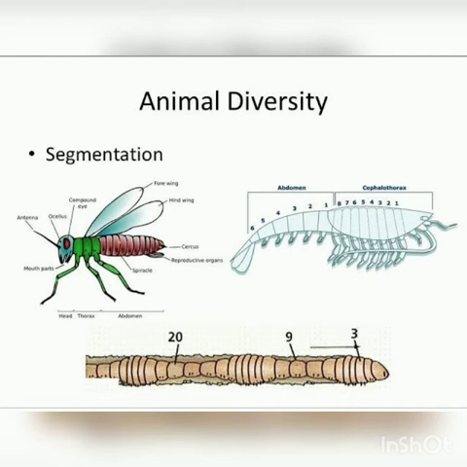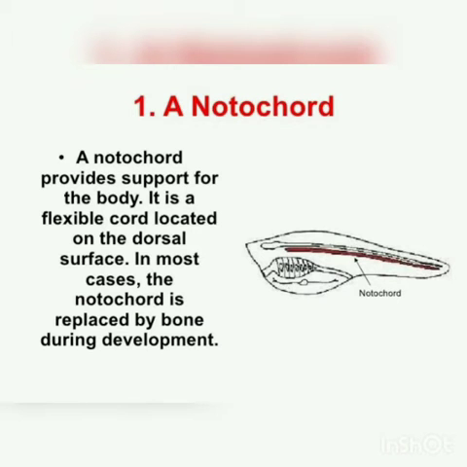And then segmentation, the body is divided internally and externally. So metamerism, you know what it is. Okay, and then due to the presence or absence of notochord, animals can be classified into two, chordates and non-chordates.